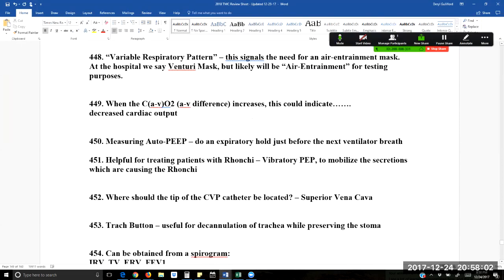Variable respiratory pattern, those words are a clue that the patient needs an air entrainment mask.